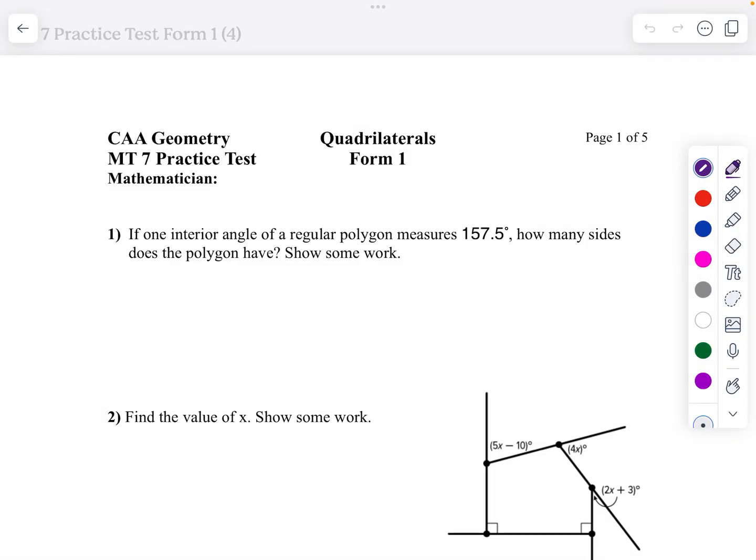Let's review your practice test. We start with question number 1, and we have each angle is 157.5. So we know the total angles is 180 times n minus 2. Yes, you should have that memorized. That equals the total. Well, I know the total is 157.5 times the number of sides. So now let's solve that equation.